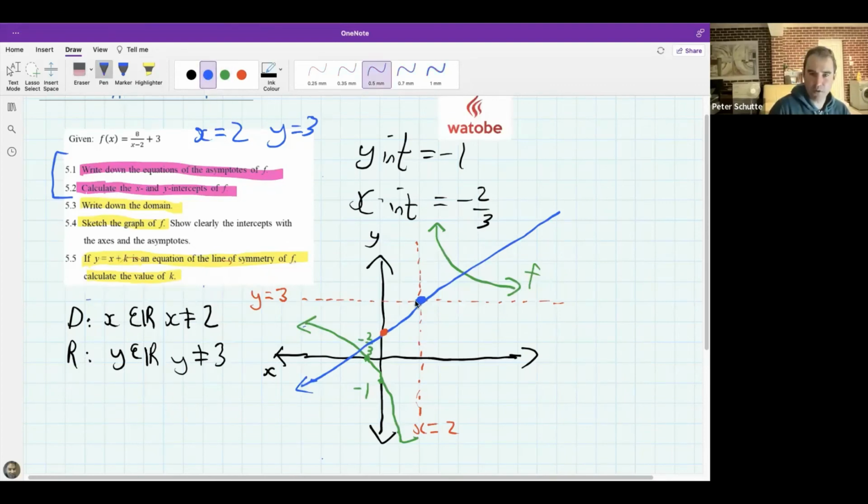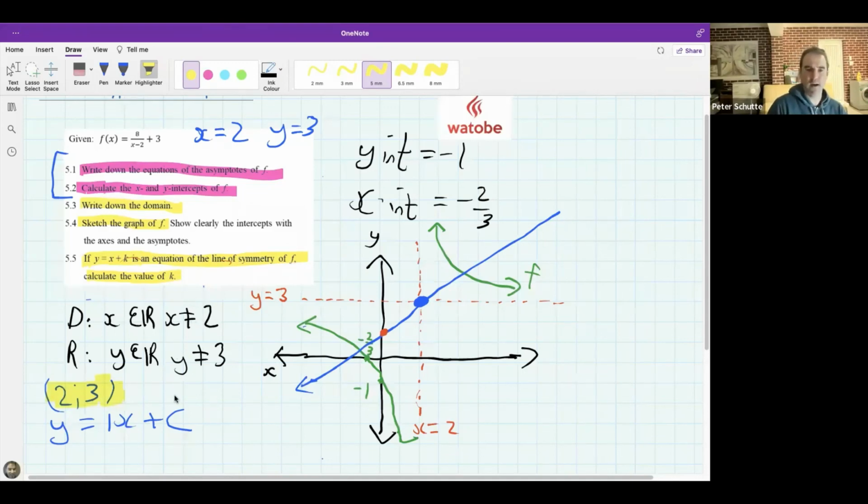Now, what's really important is this point where the two asymptotes meet, and the point that I can see is the point 2, 3. And so basically I know I'm going to have that equation, y equals 1x plus c, and I know that my straight line goes through the point 2, 3. And so that's going to help me figure out what the c value is. And the way this equation is written, the c value and the k value are the same thing. So basically you can see it's in that position there. That's what's going to tell us.